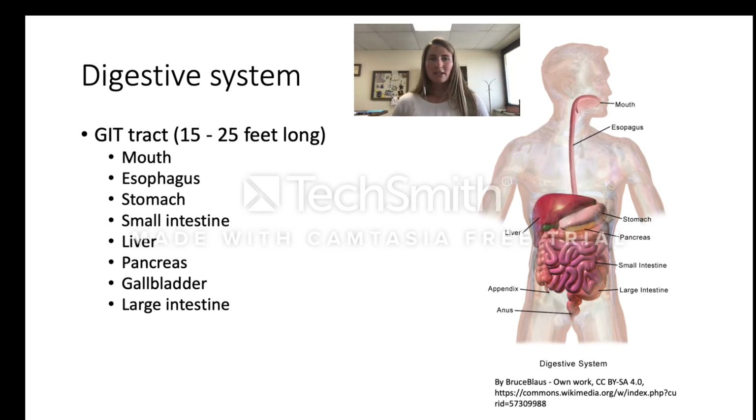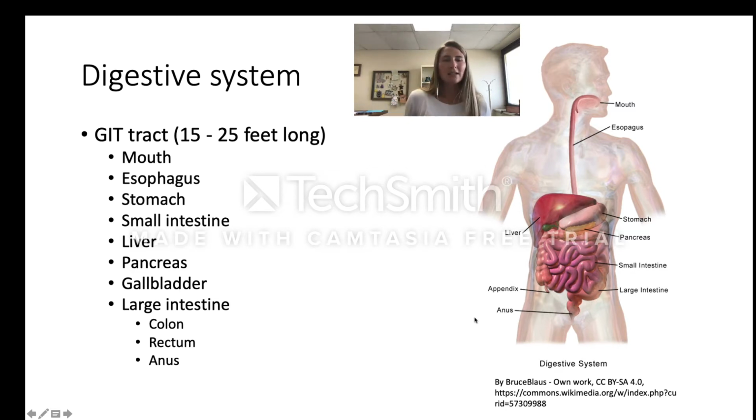The large intestine. The large intestine is the last organ within the GI tract. However, it does have 3 different parts. If we look at this model, and I'm going to turn because my screen is off to the side, the large intestine is this larger diameter tube that runs around the GI tract. The 3 parts are the colon, which runs all the way around, then we have the rectum and the anus.